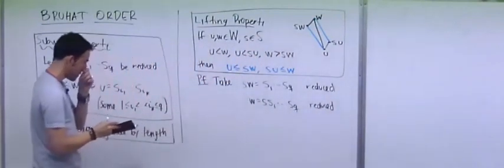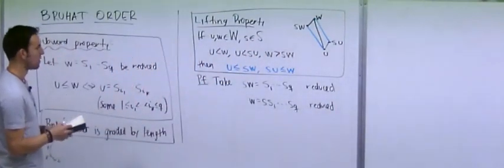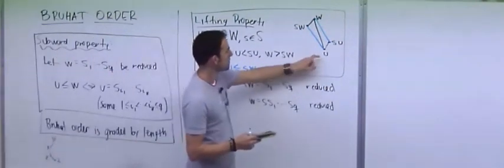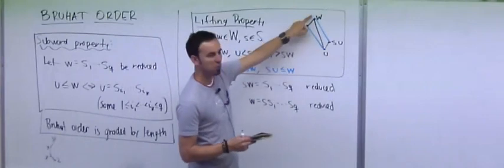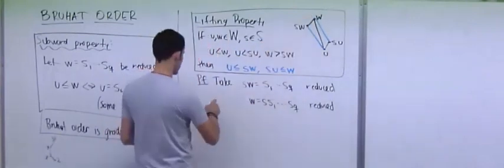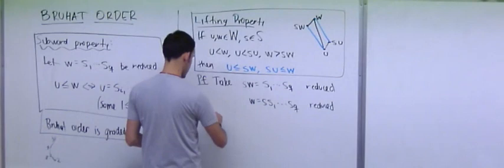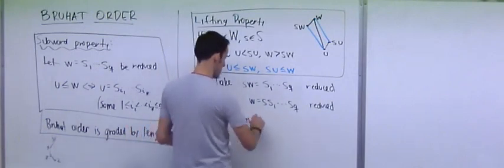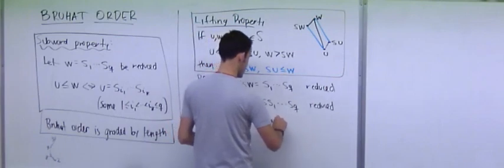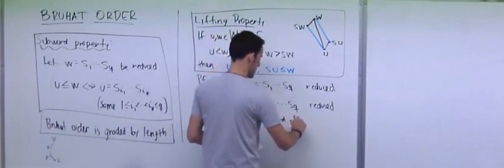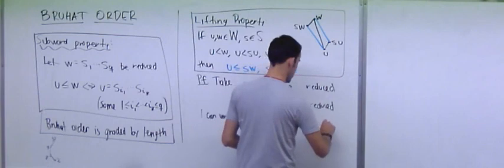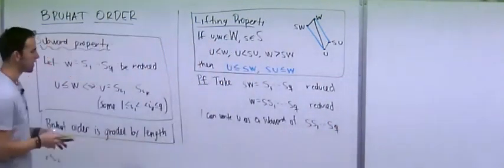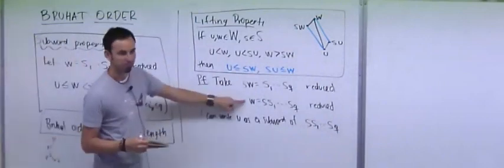Okay. Now, basically what I want to say is U is less than W, meaning that U is a subword of W. So I can write U as a subword of S, S1 up to SQ. Okay? That's what it means for U to be less than W.